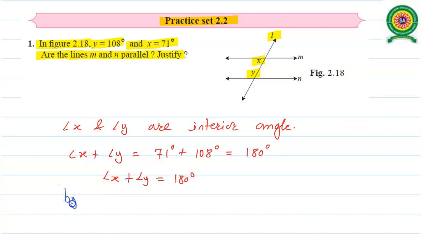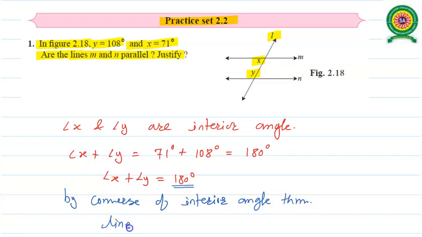So I am writing, by the converse of the interior angle theorem: once we have two lines and a transversal, and interior angles are formed, and they are supplementary, meaning their addition is 180 degrees, then by the converse of the interior angle theorem the given two lines are parallel. That means line M is parallel to line N.